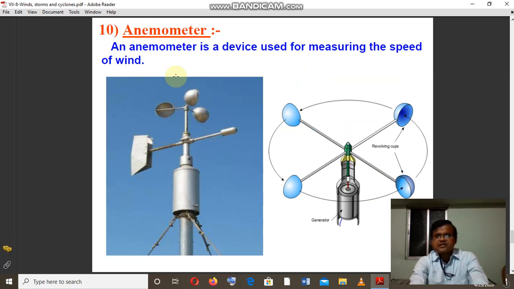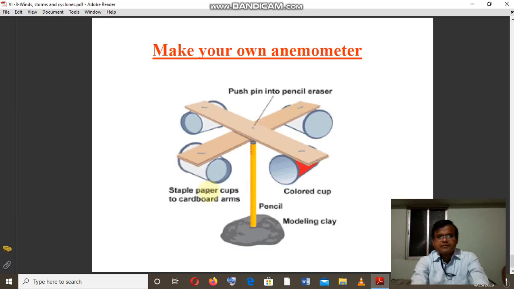Anemometer is a device to measure the speed of the wind. Like this, the revolving cups are there. This is a diagram of an anemometer. Make your own anemometer. Children, you can make it using two plates and pin them into a pencil eraser. You can take a stapler, paper cards, colored cups, and a pencil. You can use modeling clay. You can make your own anemometer. Next, we will discuss the question and answer of this chapter.